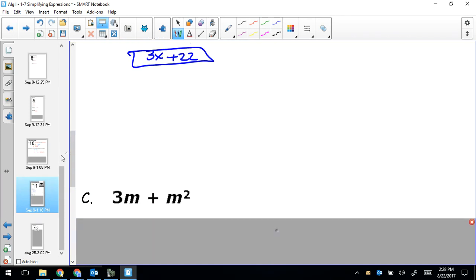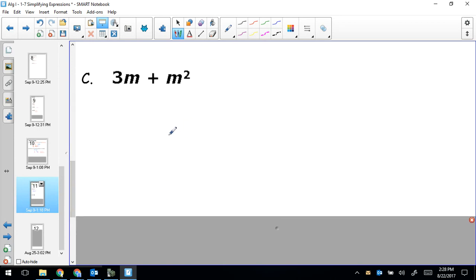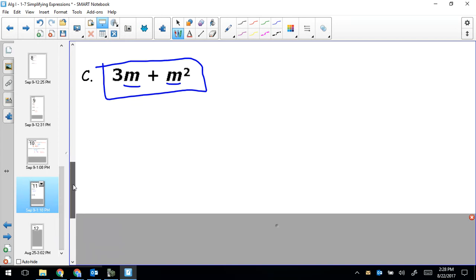Try this one on your own. Think about, can I simplify that? The answer, no. I cannot simplify that. I talked about that before. Since they're both m, but one's an m squared and one's an m to the first power, I can't do anything with it. It's fully simplified. So you could write that answer exactly as it is. Okay, that is the fully simplified version of that expression.